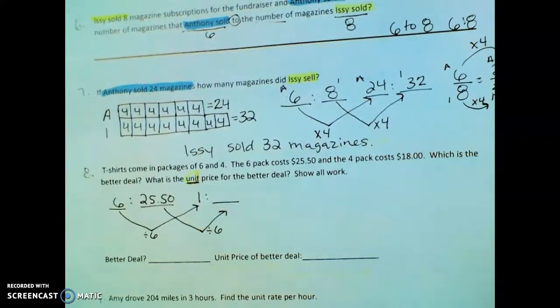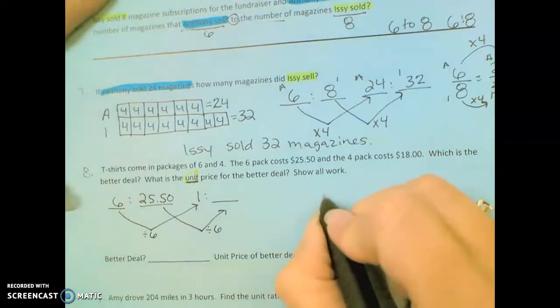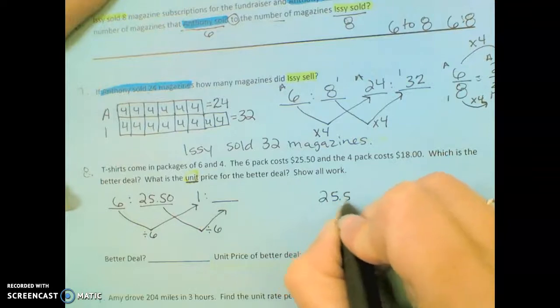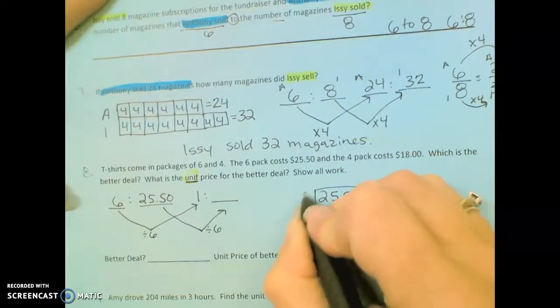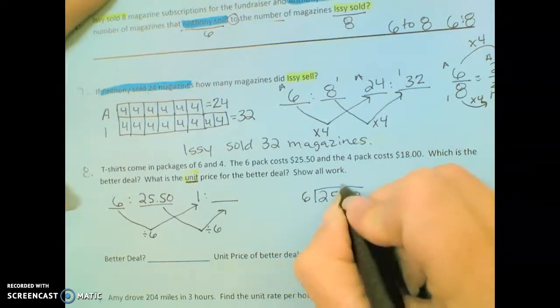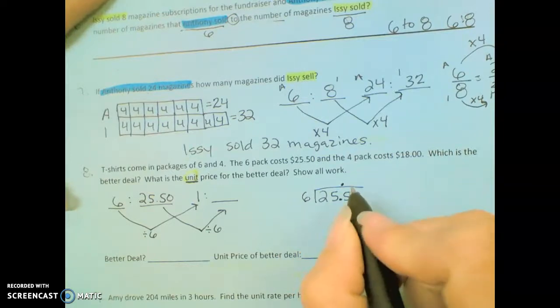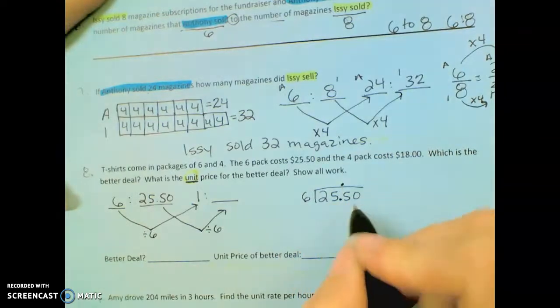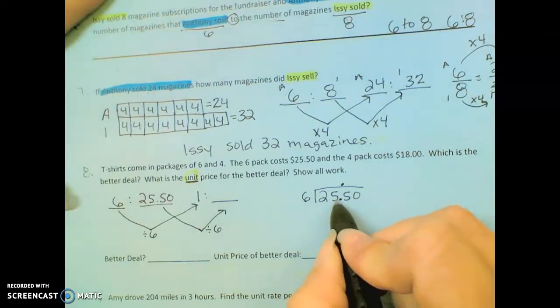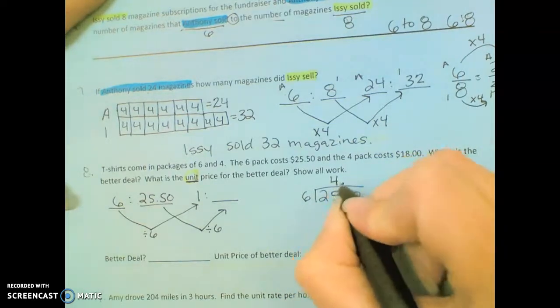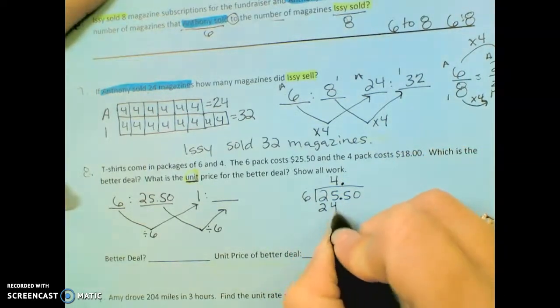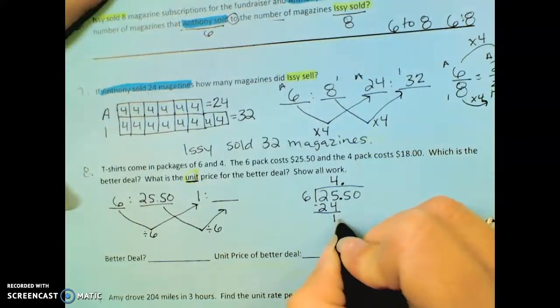Okay, so you should have done the math for 25.50 divided by 6. So we write it like this. We're dividing it into 6 pieces. The decimal goes straight up. How many groups of 6 can I make out of 25? I can make 4 groups. That would be 24. I have 1 left over.